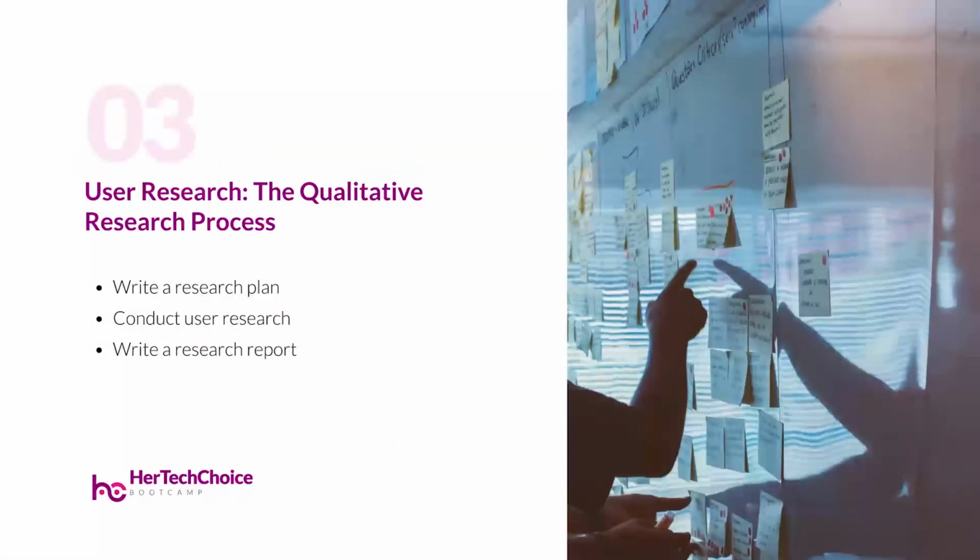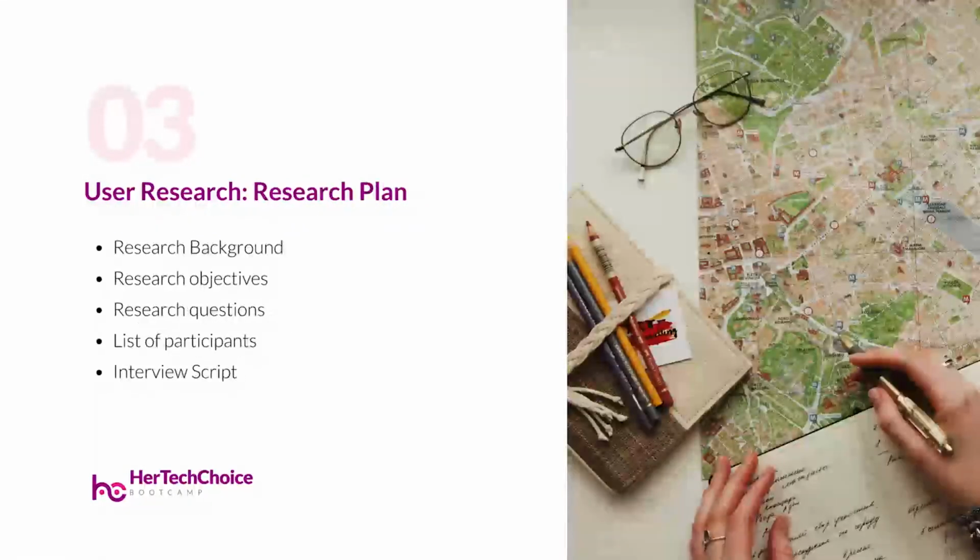The qualitative research process includes the following: you start with writing a research plan, then you conduct user research, then write a research report. During your research, you carry out a research plan and you make a list of these things you can see on your screen. We have the research background, then the research objectives and research questions, then a list of participants and an interview script.